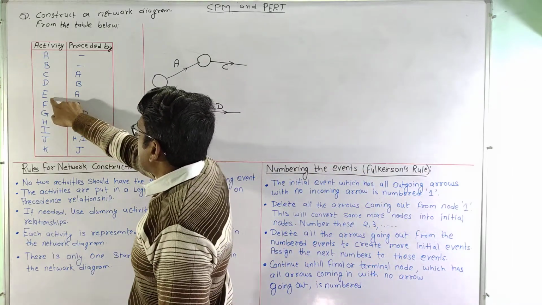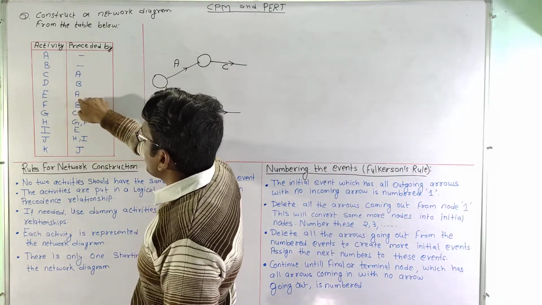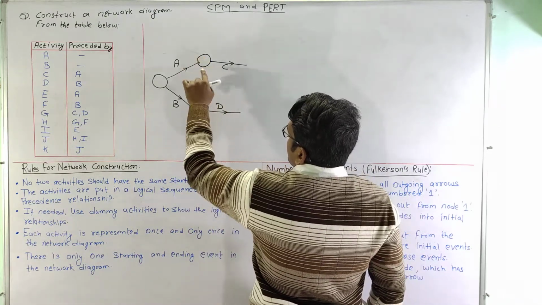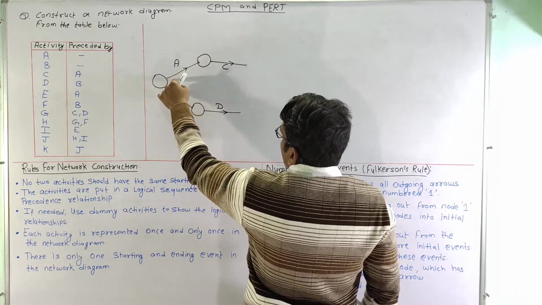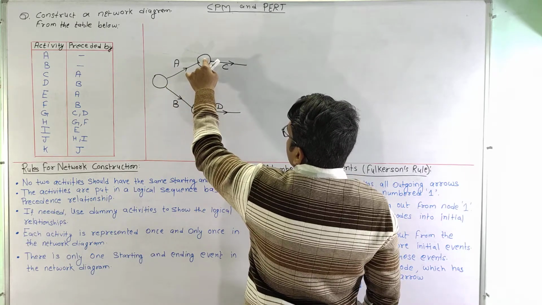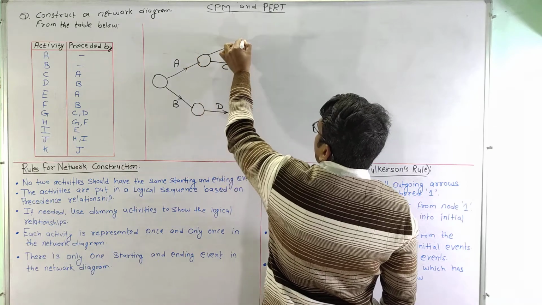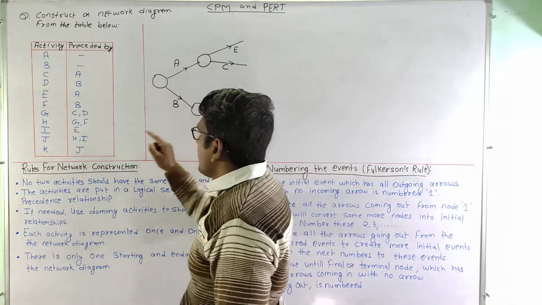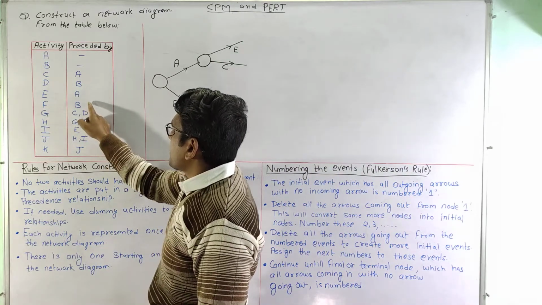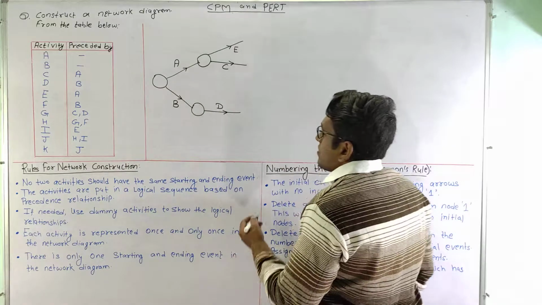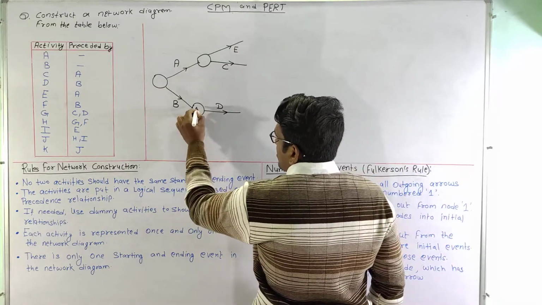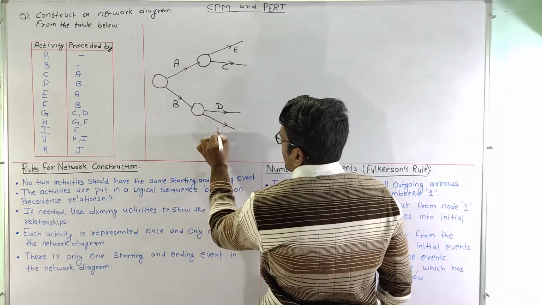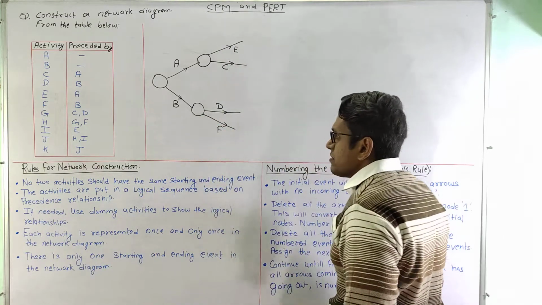Now activity E. Activity E is preceded by activity A only. That means this event shows that activity A is completed. So we can start activity E from this particular event. Similarly, activity F is preceded by activity B. So again at this node only activity B is completed, so activity F can be started from this node.